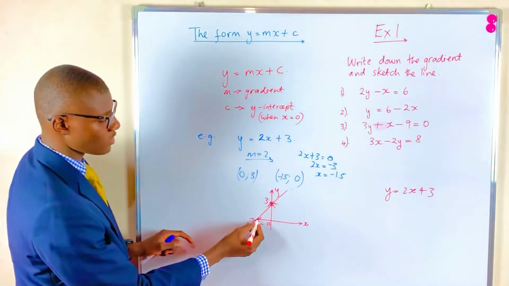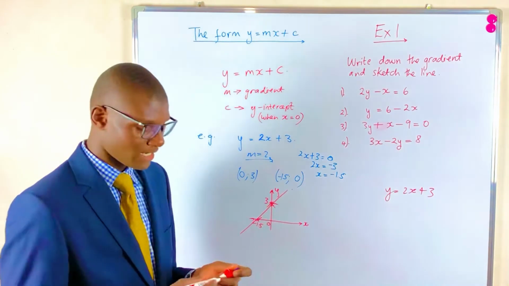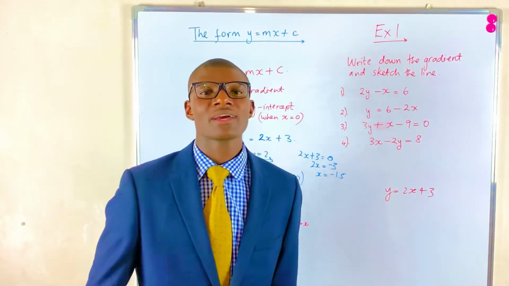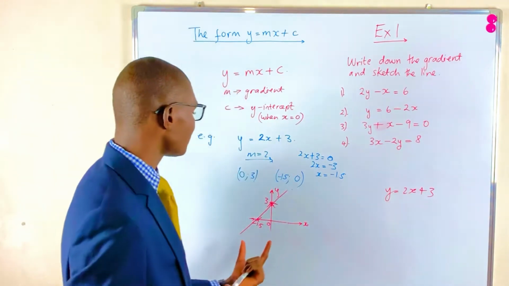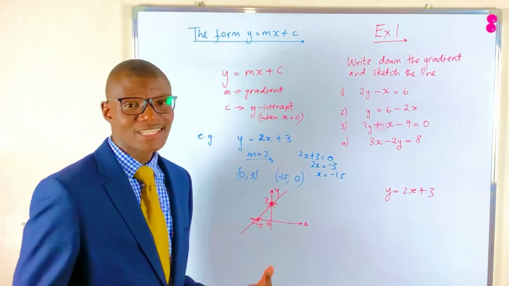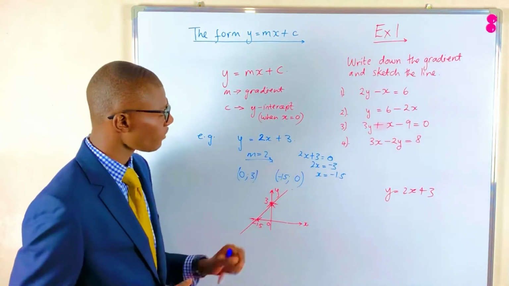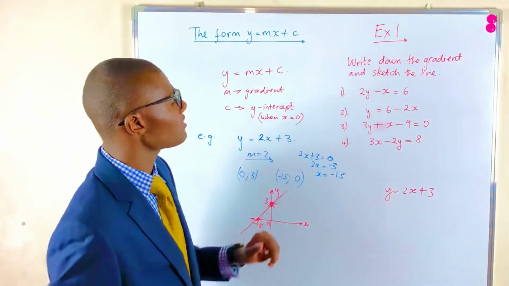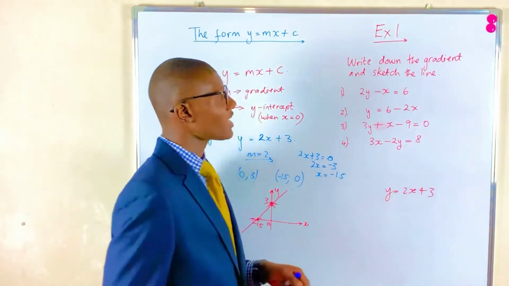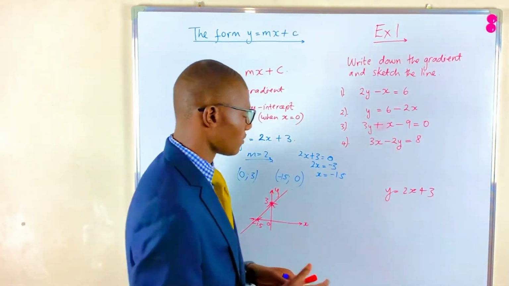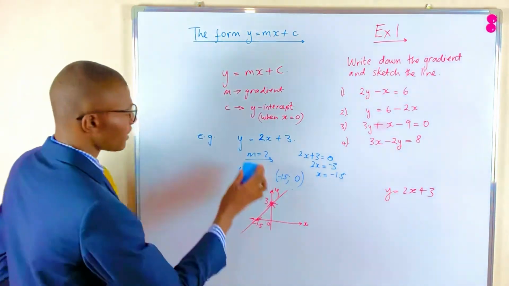Of course we can extend the line because these 2 intercepts are just helping us come up with an idea of how this line is supposed to look. And this is how we can sketch a straight line. So now let's attempt these 4 questions that require us to first identify the gradient, then come up with the sketch of the line. Allow me to erase this.